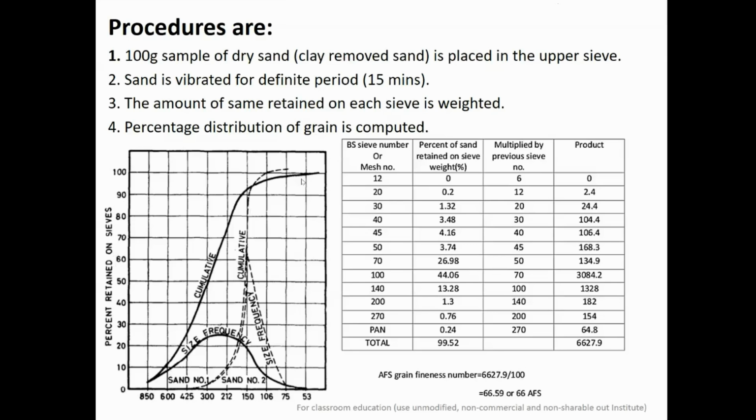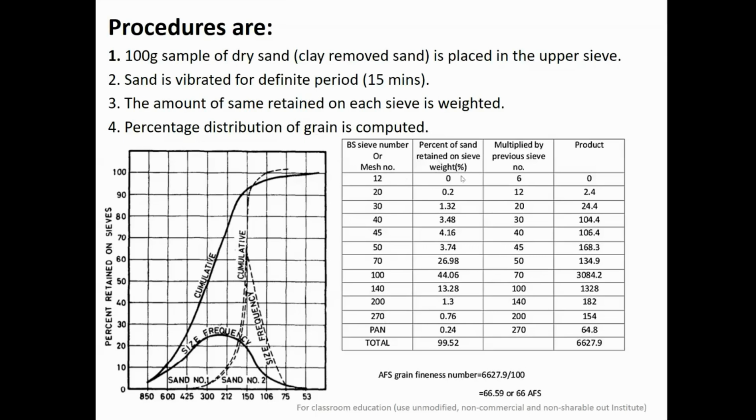Now our main aim is to find the AFS grain fineness number. AFS denotes the American Foundry Society, and the grain fineness number can easily be calculated. You have approximately 11 sieves ranging from mesh number 12 to 270, and you all know what size is related with the 12 number and what size is related with the 270 number. Then you have also measured the weight percentage of sand retained on each sieve.